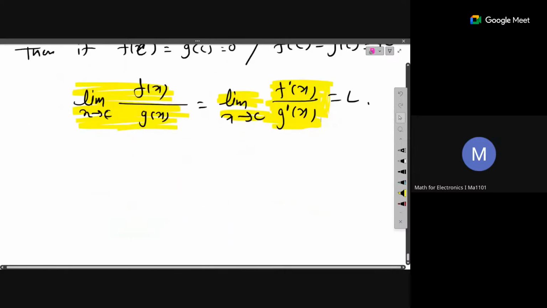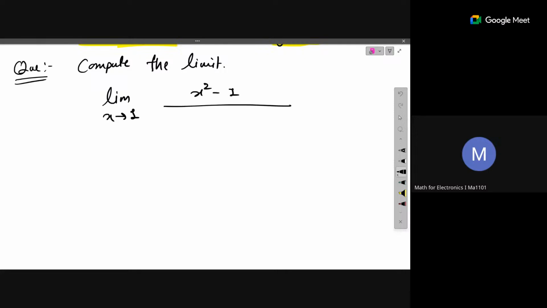Right. Now let's try to solve one question here. Compute the limit x going to 1 of x square minus 1 upon x square minus 5x plus 4. Again, I'll give you 2 minutes to solve this, and then we'll discuss. Try to solve it and answer in the chat box.